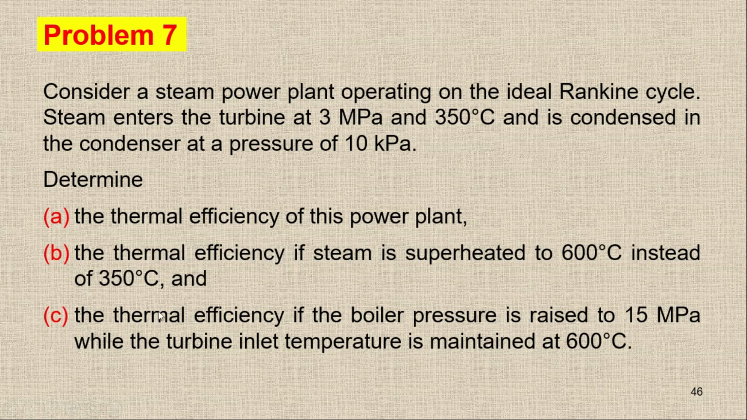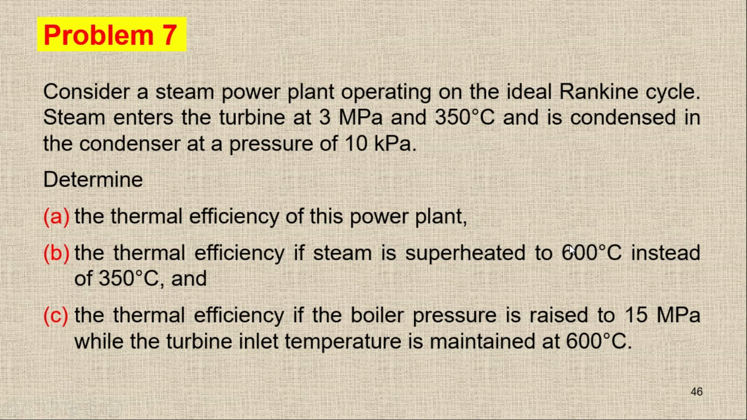And in the last part we will change the boiler pressure. So here, determine the thermal efficiency if the boiler pressure is raised to 15 megapascal instead of 3 megapascal, while the turbine inlet temperature is maintained at 600 degrees Celsius. So we will compare with this set of data.